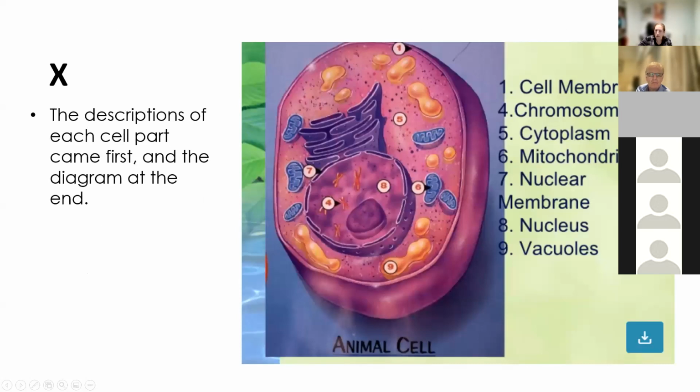B was not very good at all because we had the descriptions of each cell first on each slide and then the diagram at the end. As this was a PowerPoint as well, the students are going to have to hold that information about each cell part until you get to the end slide, which actually shows where it is in the cell. So that was not great.